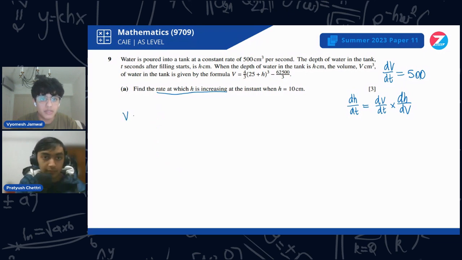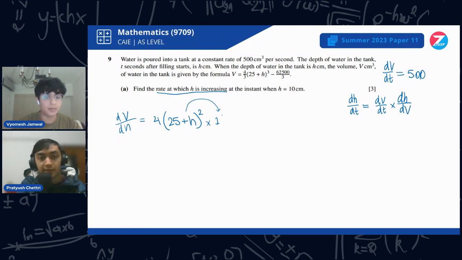So it's just going to turn into dV upon dh equals 4 times (25 plus h) to the power 2 times 1, because that's the derivative from the outside. The derivative inside the brackets was just 1. And the constant is just going to get removed automatically, it's just going to turn into zero. We could just ignore it. So let's just check if we've done that correctly.